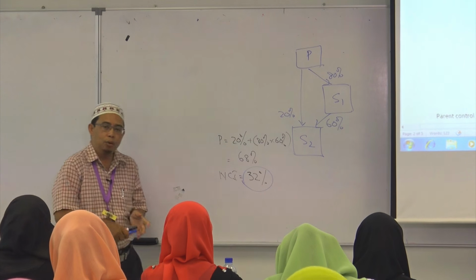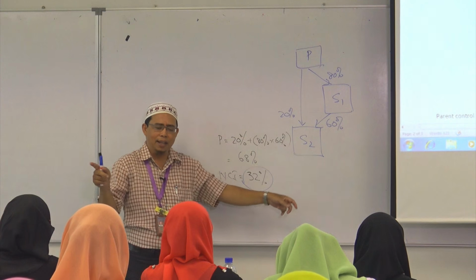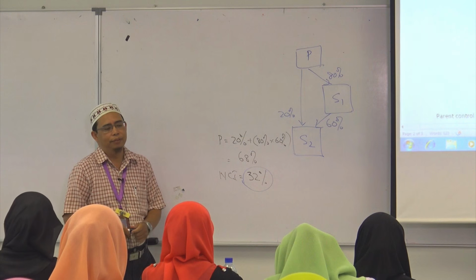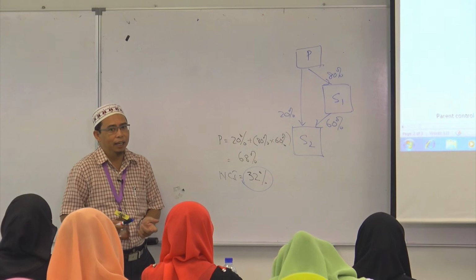So when you prepare goodwill calculation for subsidiary 2, consideration transferred plus NCI, the NCI has 32% of the fair value if you are using the proportionate method. Okay?